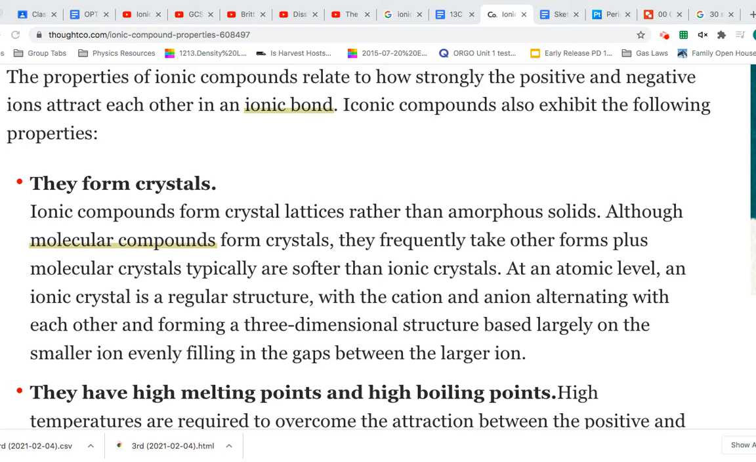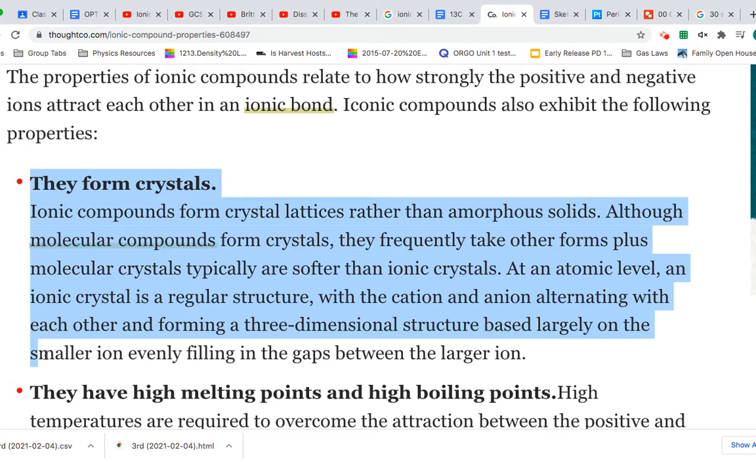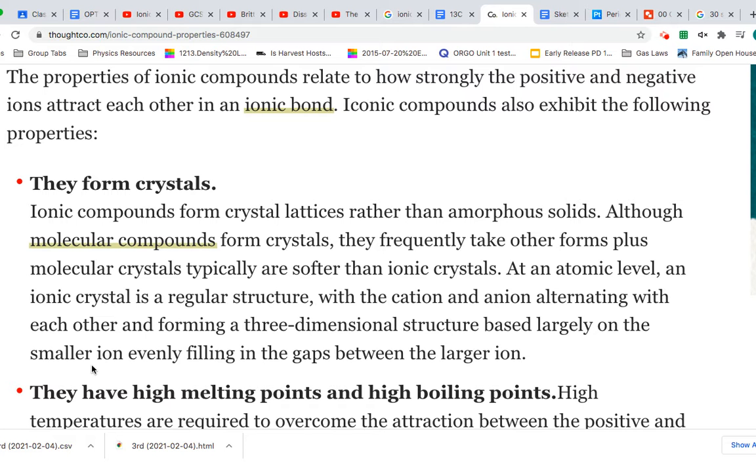Okay, cool. Thank you. Right there where it says they form crystals? Yep, this. Yep. Wait, can you hear me? It's because it keeps freezing. No, I can hear you.